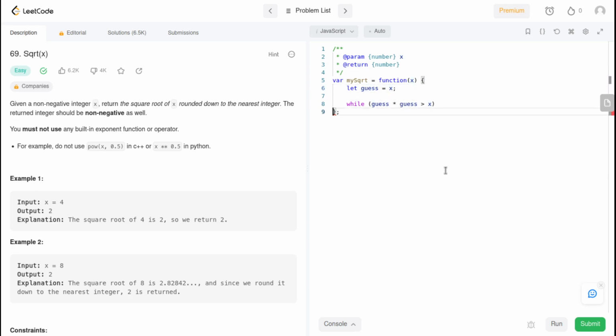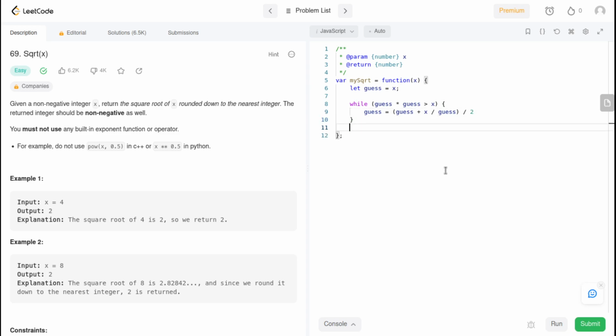So we can start that, and then we can just say, okay, the guess equals, let's see if I remember this, is guess plus x divided by guess, and we divide that by 2. Okay, so let's look at that guess. I think this is right, and then we can just return guess.